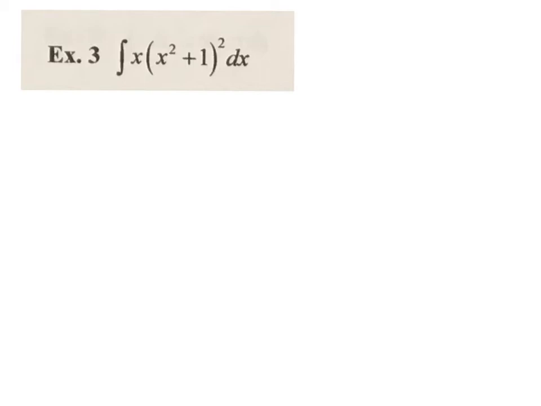So in number 3, let's choose this x squared plus 1 to be our u in this problem. So we'll say u is equal to x squared plus 1. Then du would be 2x dx. All right, so now when we go to make our substitutions, obviously we can take the x squared plus 1. We're going to replace that with u.